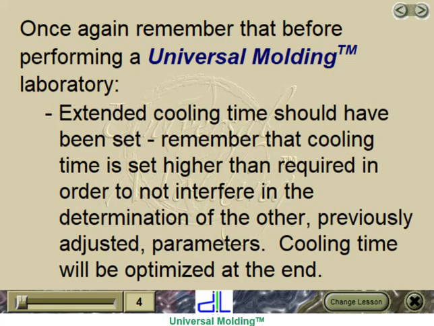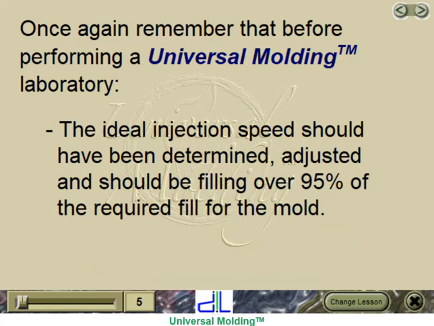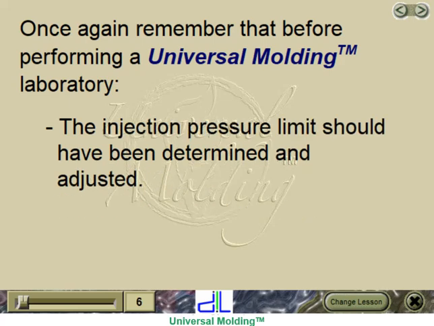Remember that cooling time is set higher than required in order not to interfere in the determination of the other previously adjusted parameters. Cooling time will be optimized at the end. The ideal injection speed should have been determined, adjusted, and should be filling over 95% of the required fill for the mold. The injection pressure limit should have been determined and adjusted.